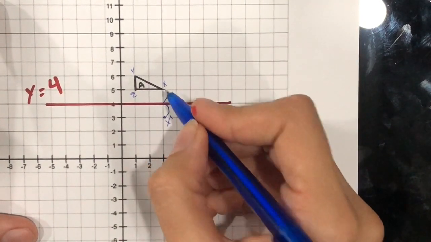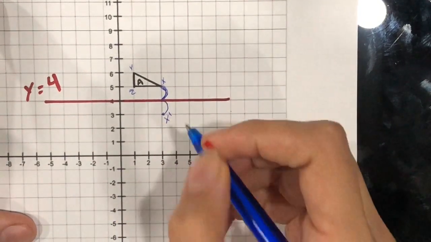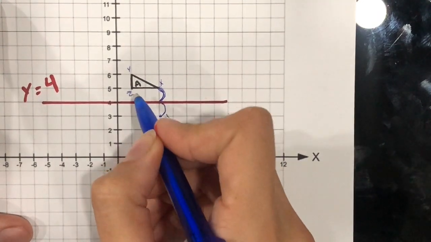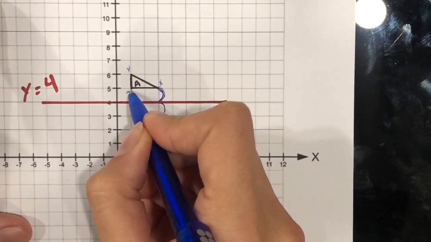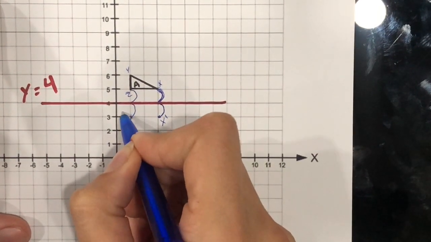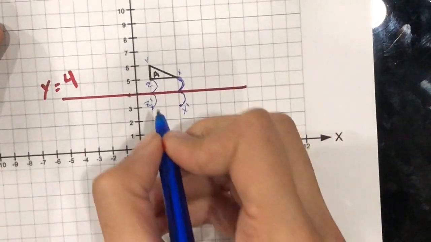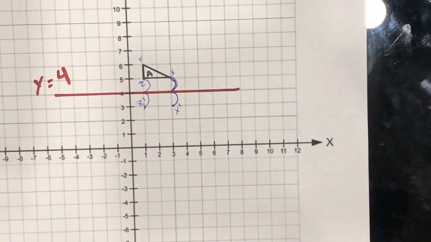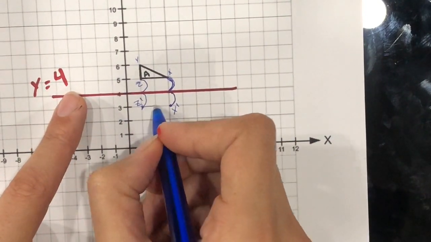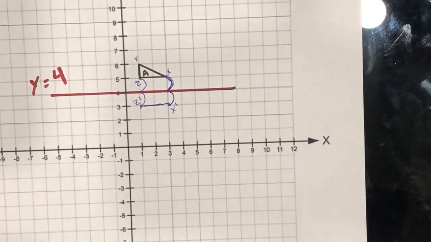X is 1 square far from the mirror line, so I counted also 1 square in the other direction. For point Z, it's also only 1 square, so I will count 1 square in the other direction. This is the new location for point Z. For point Y, you can plot Y first, or you can draw your line between X and Z like it is drawn here.